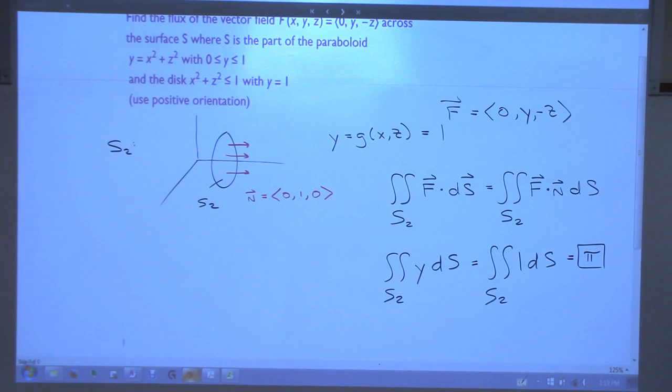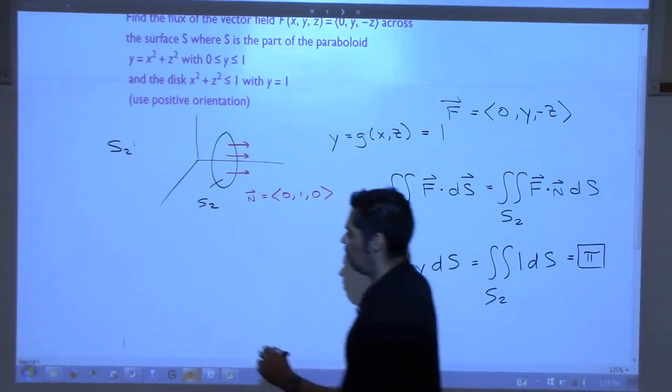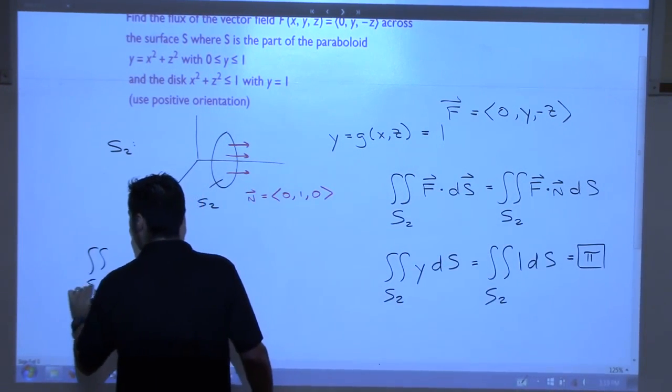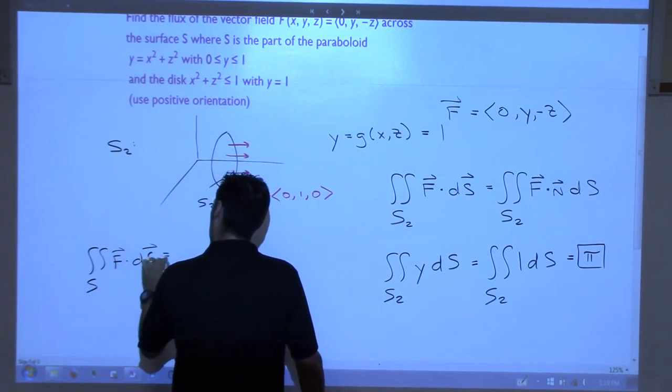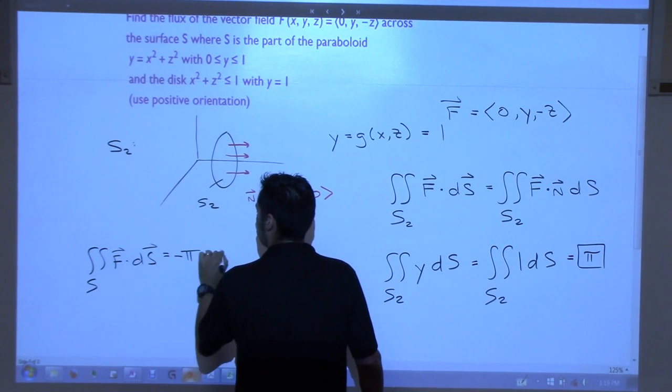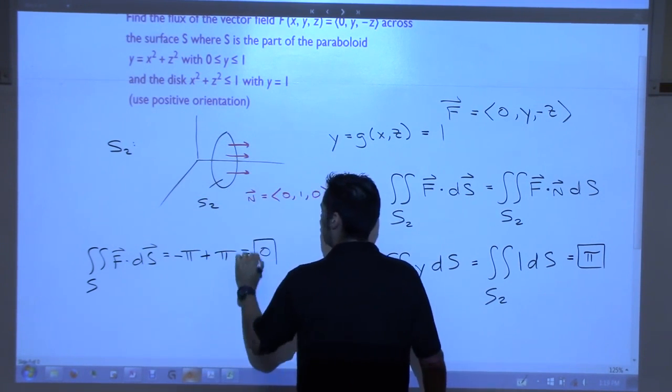So can we answer the final question? What is the flux over this surface, the entire surface? It's negative pi plus pi, which is 0. So the flux turned out to be 0.